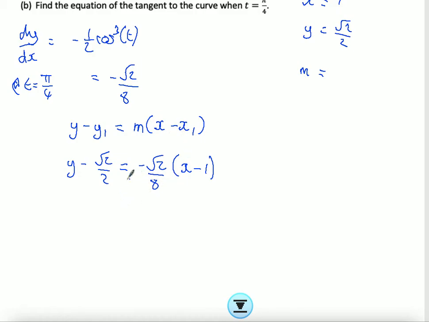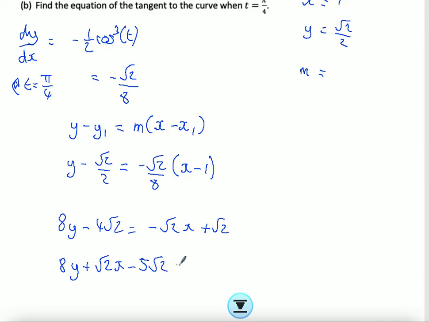However, I just want to tidy it up. I'm going to multiply everything by 8. Question will normally say leave your answer in the form y equals mx plus c, or ay plus bx plus c equals 0. So that's going to be negative root 2x, add root 2. So I'm going to leave my answer like this.